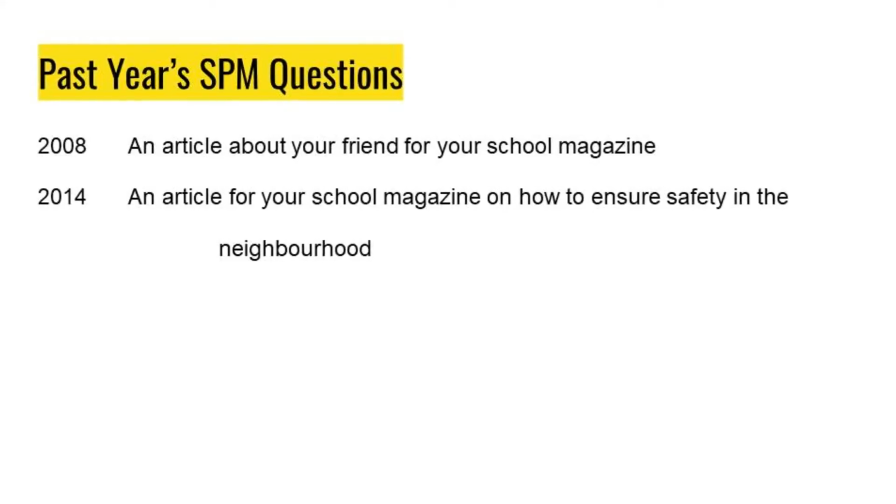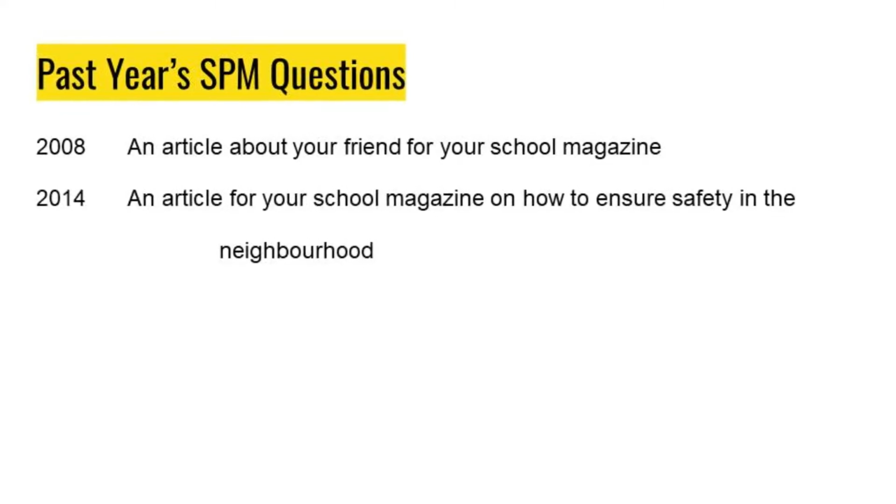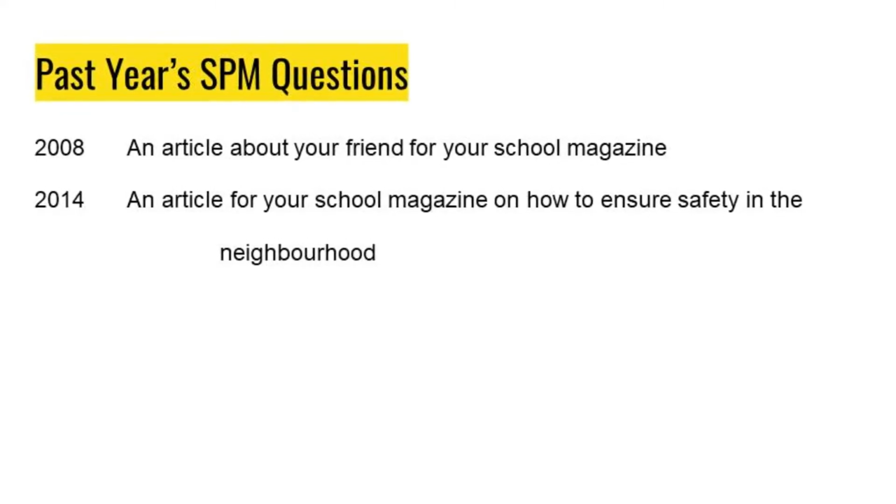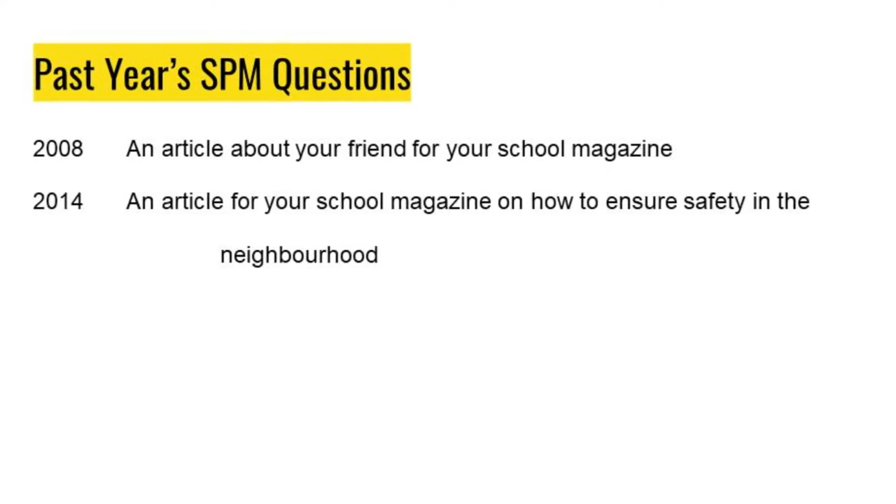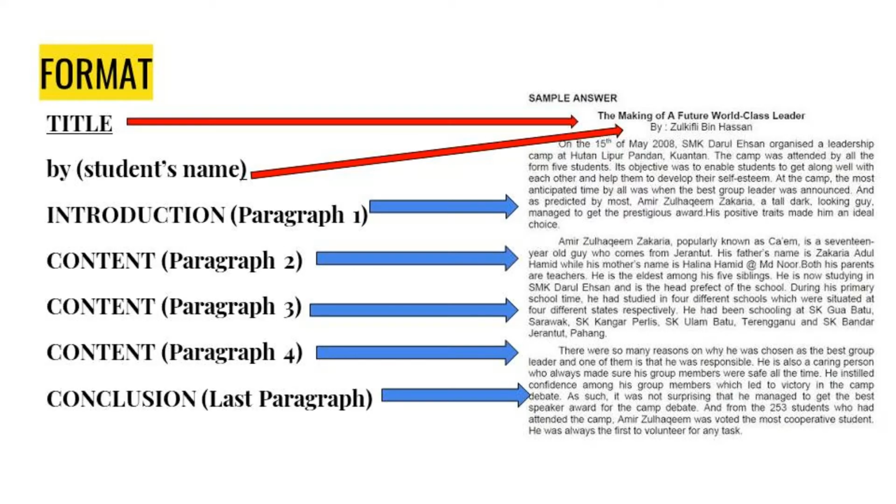Welcome. Today we are going to learn how to write an article. This is a type of essay that is asked in Section A, Directed Writing, SPM English Paper 1. Let us begin. First, for an article, there must be a title, followed by the name of the writer.